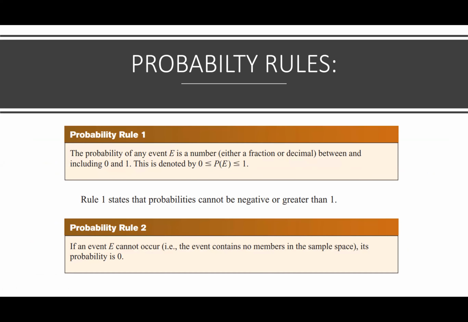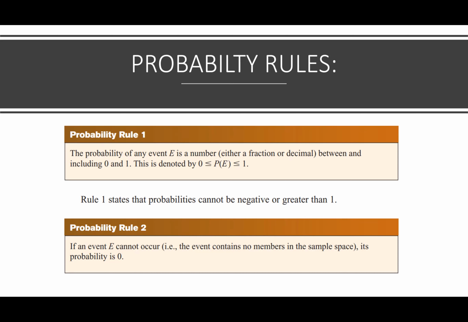Probability rules. Rule number one: the probability of an event E is a number, either a fraction or decimal, between and including 0 and 1. It is denoted by 0 ≤ P(E) ≤ 1. So rule number one states that probability cannot be negative, and it can't be greater than 1.